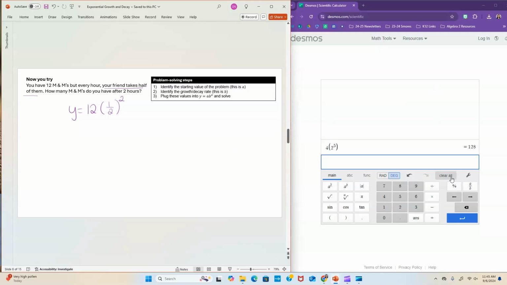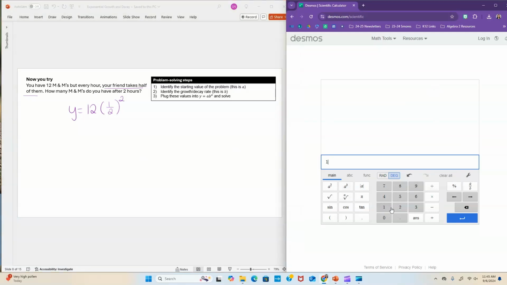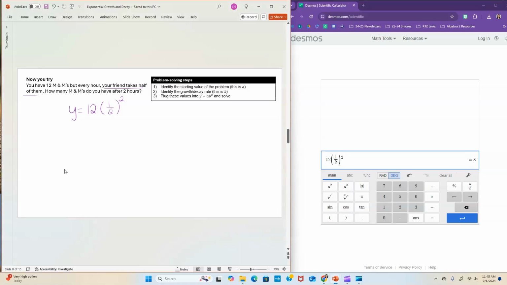So now I'm going to go to my Desmos calculator and I'm going to type this in, 12 parentheses, and then I can use this fraction, and I just type in my fraction 1/2. And then I'm going to close the parentheses and use my exponent button to do my exponent of 2. So you can see that that tells me that I have 3 M&Ms after 2 hours.